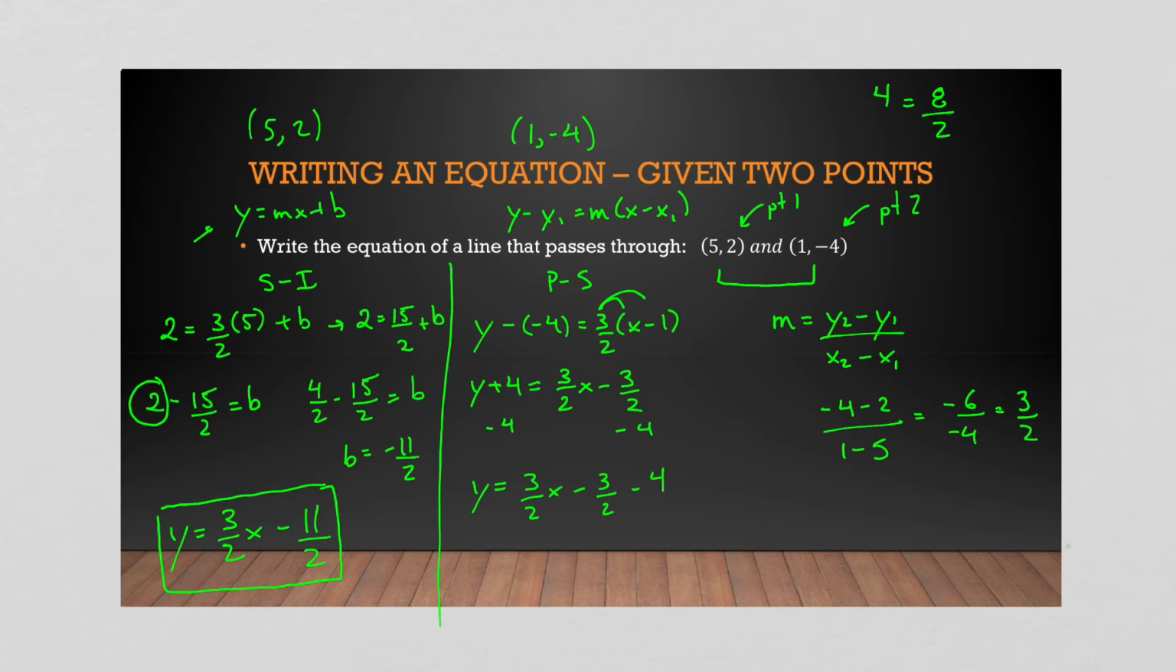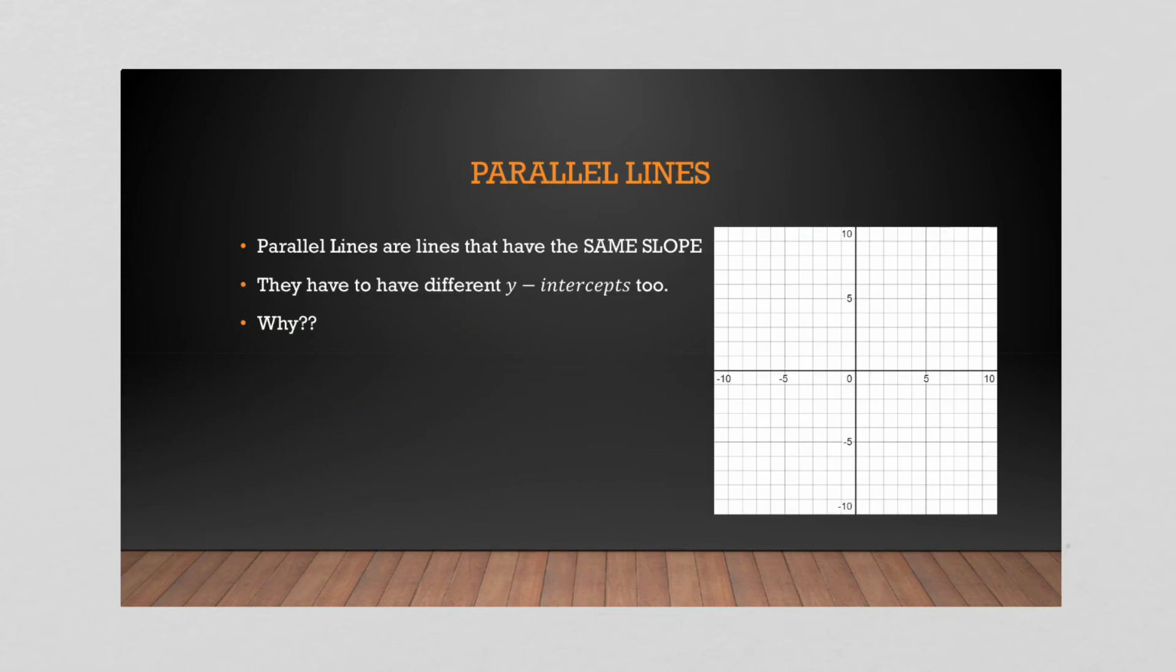So we'll come back to our equation. We'll change the 4 to 8 over 2. And that gives us y equals 3 over 2x minus 11 over 2. So we get the same equation. We would expect the same equation, but it just shows you that you can use either form and you can use either point. And if you do all your algebra and arithmetic properly, you won't make any errors. So what about parallel lines?